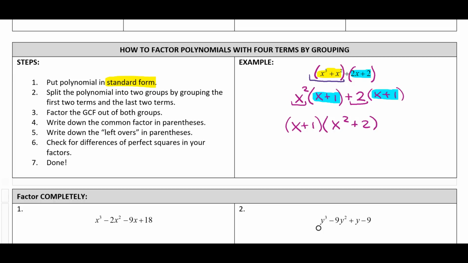Now the last step, well almost last step, the sixth step, says to check for differences of perfect squares. So because both of these are sums, these pluses, that means this problem is finished. We don't have a difference of perfect squares. So our answer here would be x plus 1 times x squared plus 2.